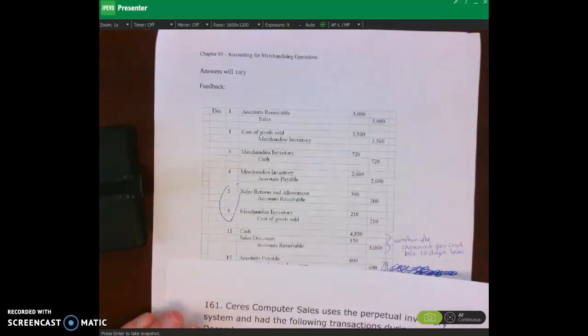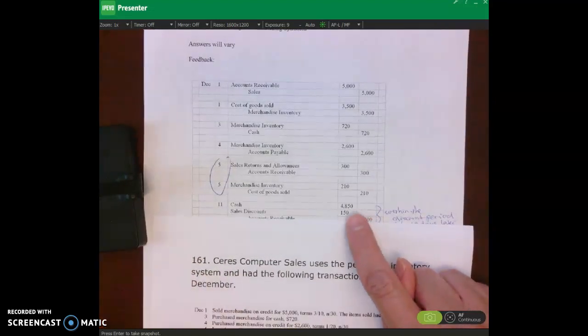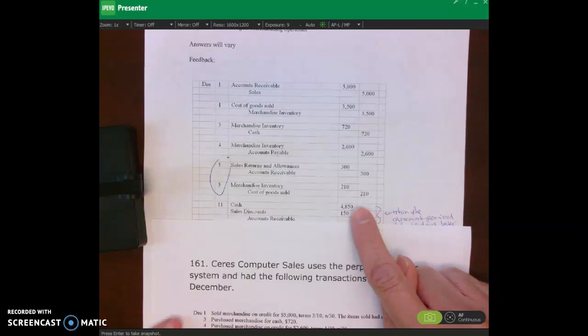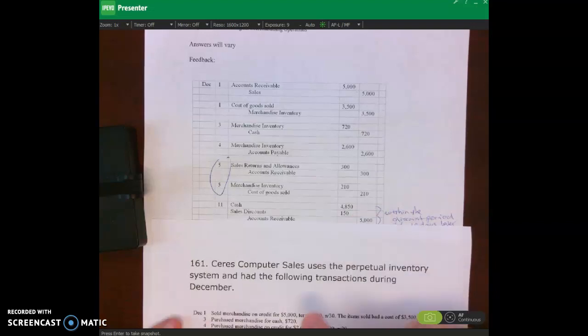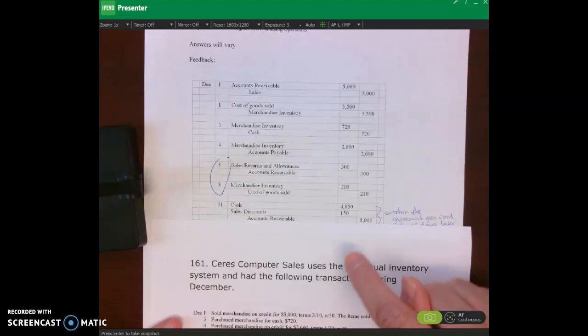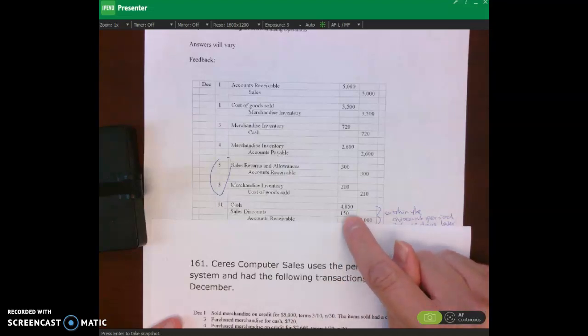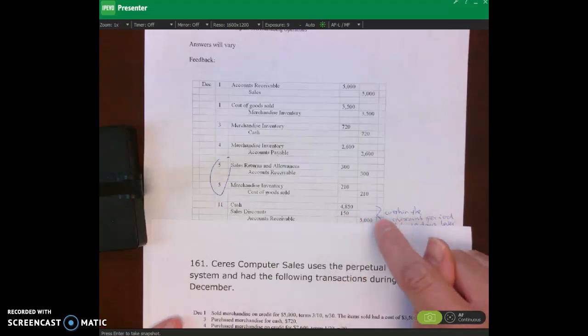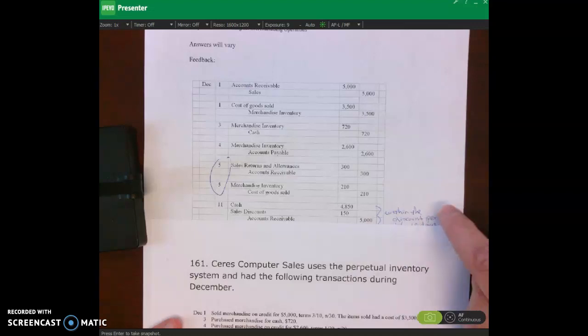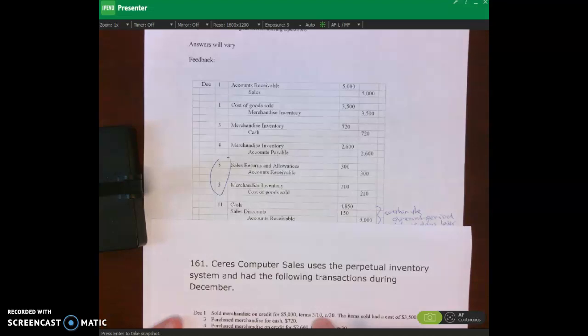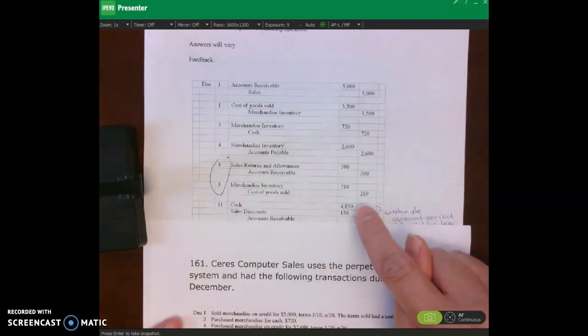So we come over here on the 11th. We're going to get cash. We debit cash for 97% of that $5,000. Okay, and then we debit our sales discount for $150, and then we credit our accounts receivable for $5,000. It's because it's within the discount period, and it's a 3% discount. So we get 97% of that receivable in cash.